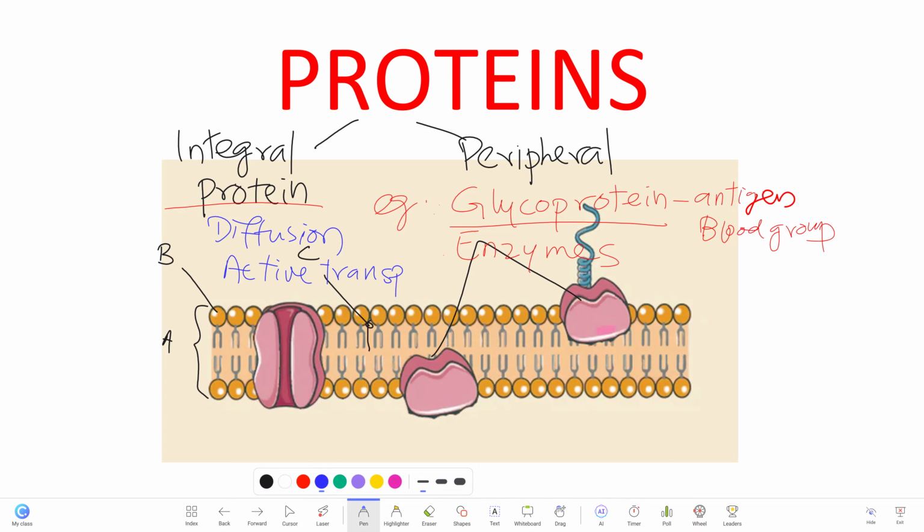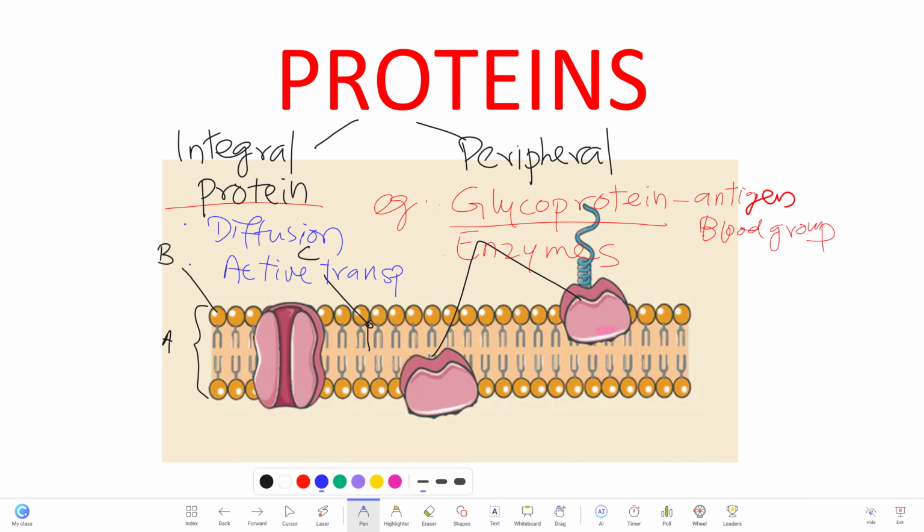So, what are two kinds of protein? Integral protein and peripheral protein. What's the function of integral protein? Transport, right? Diffusion and active transport. Peripheral protein: some of them function as enzymes, some of them function as antigens. Example, glycoprotein. Glycogen, glucose. Okay, glyco means carbohydrate. Protein with carbohydrate, so glycoprotein.